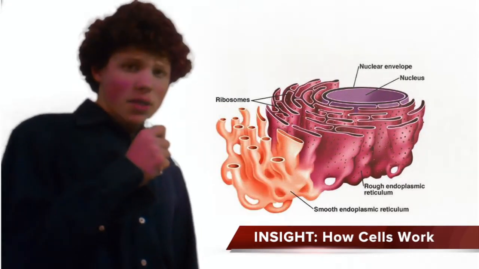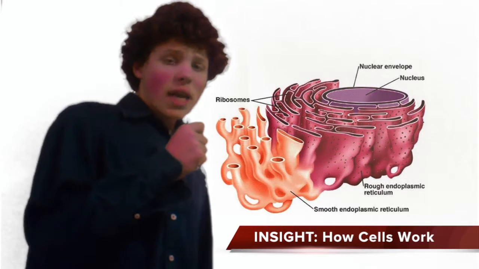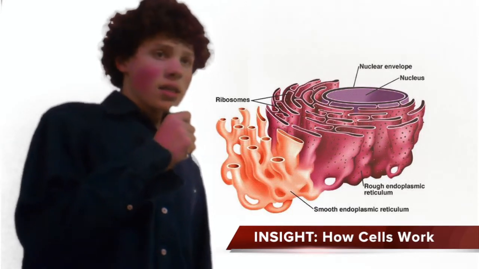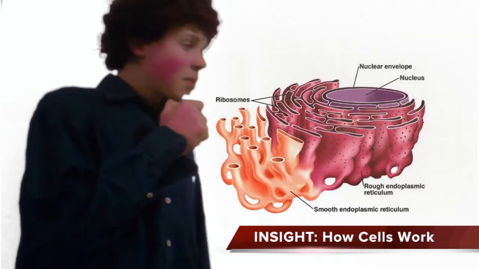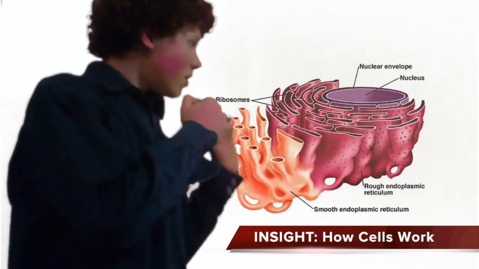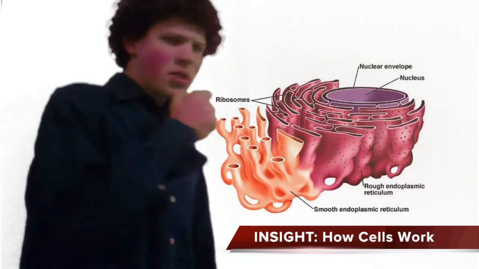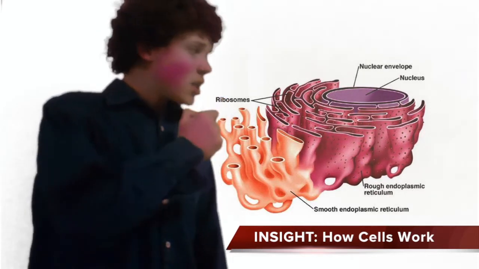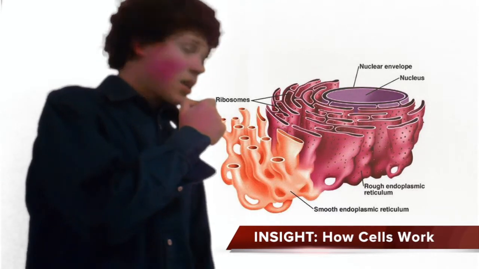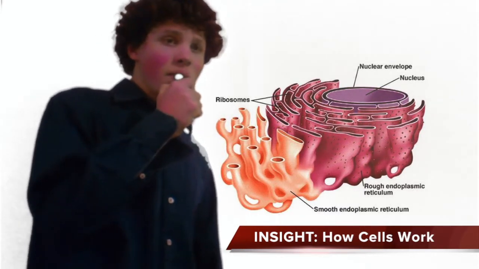Now, the smooth endoplasmic reticulum, or the SER, is an organelle that is attached to the RER, and it is comprised of a series of smooth tube-like vents. It appears smooth because it doesn't have anything attached to the outside, unlike the RER.